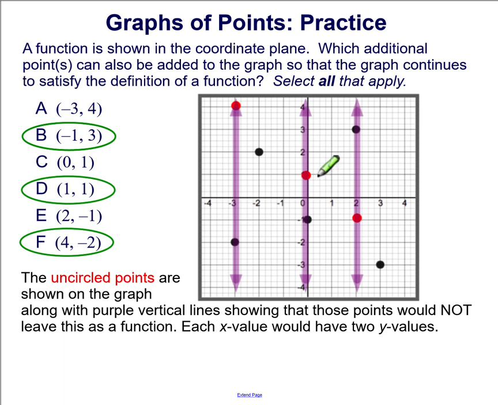The same can be said for 0, 1. When I put 0, 1 onto the graph, you'll see that this is not a function because it doesn't pass the vertical line test. When x equals 0, we have two outputs, 1, -1. That violates the definition of a function. And finally, for 2, -1, sorry, I looked at the wrong one. For 2, -1, this also violates the vertical line test because when x equals 2, we have two different outputs, 3 and -1. So therefore, that also doesn't allow this to be a function.